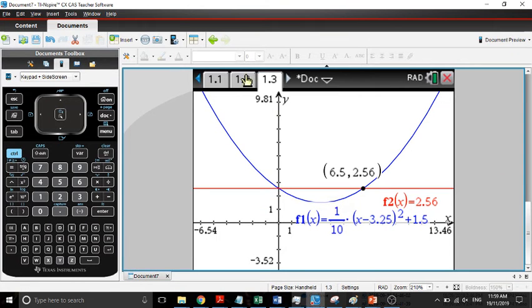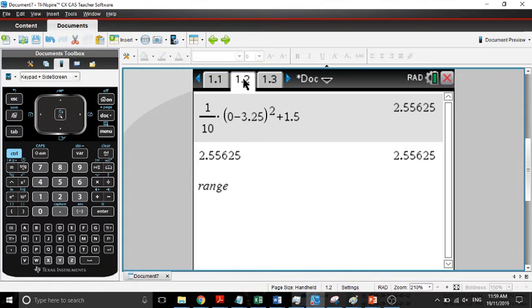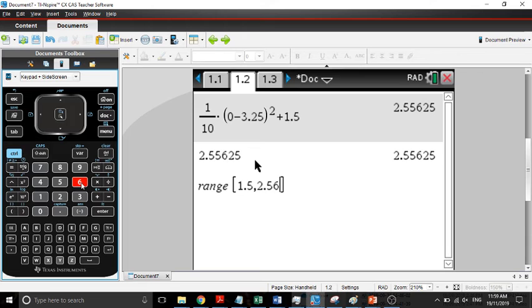So our range of values of h, so range is 1.5 up to, comma, 2.56, and I'll round it off. And that's what we do there for our range. That's our y values or our h values in this case.